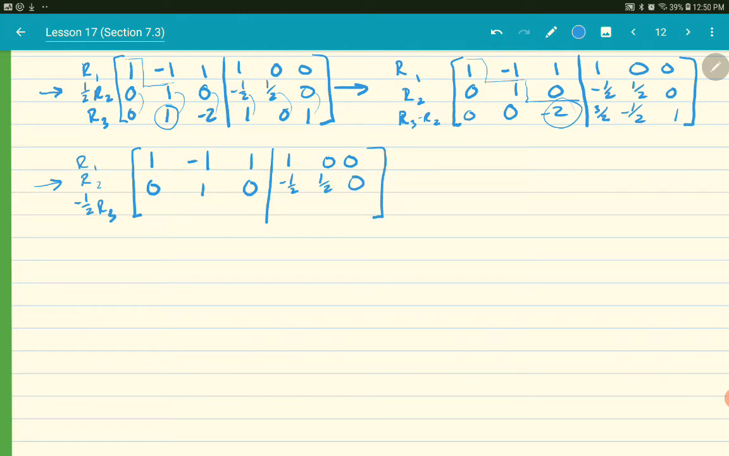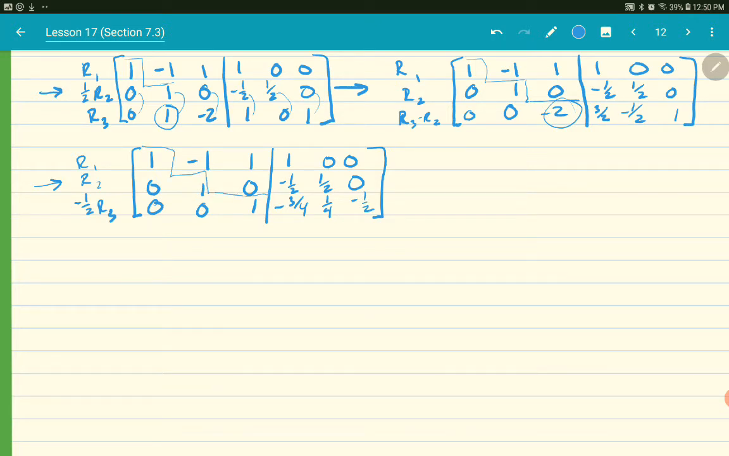And then row 3, I want to take a negative 1/2 of it. So that gives me 0, 0, 1, negative 3/4. Half of 3/2 is, so I multiply by 1/2, so that becomes a negative, and then denominator of 4. And then negative 1/2 times negative 1/2 gives me a positive 1/4, and negative 1/2 times 1 gives me a negative 1/2.